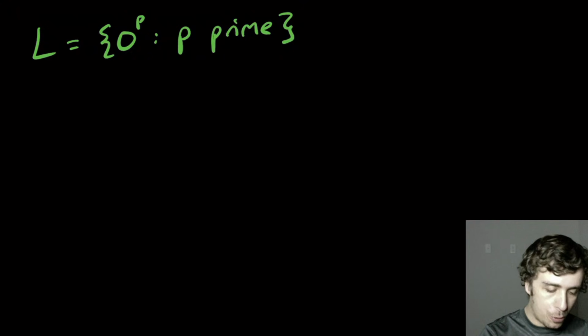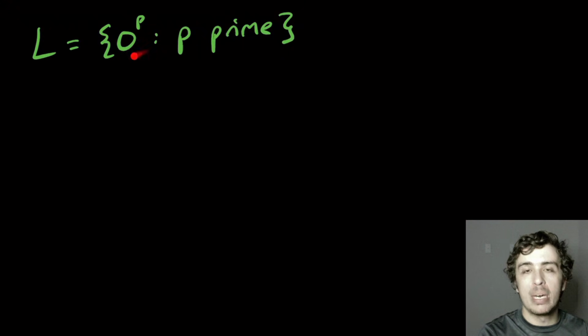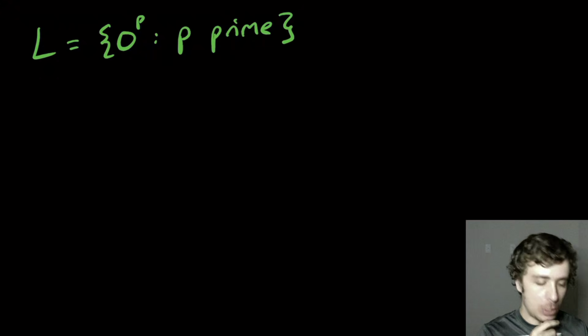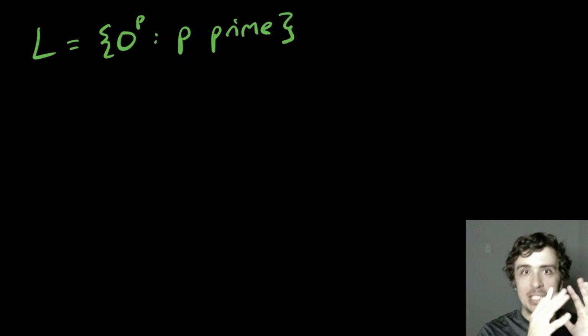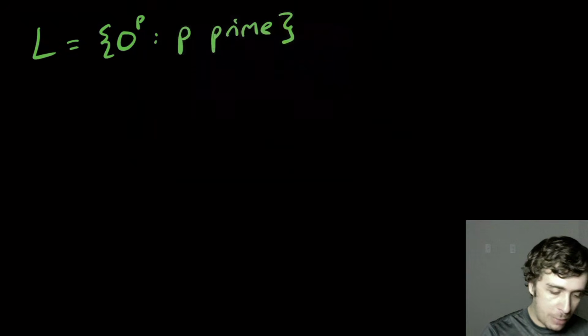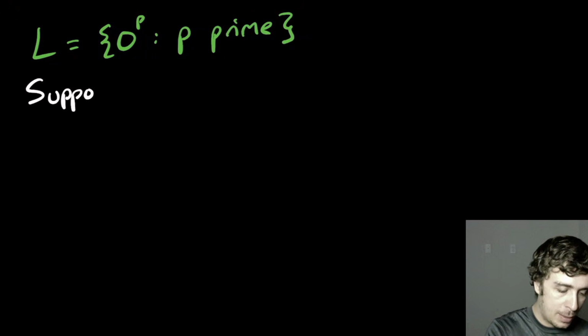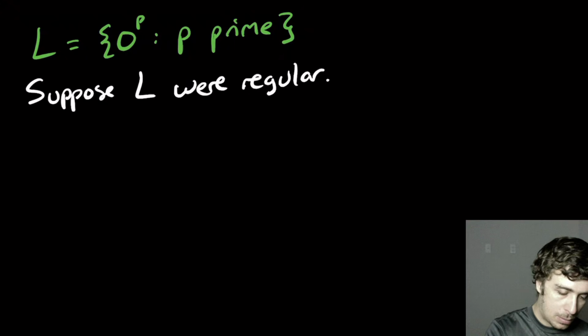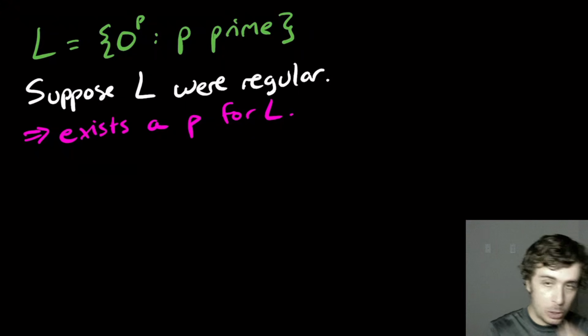Okay, so I want to prove that the language of all strings of zeros which are of prime length is not a regular language. This is actually one of the more complicated pumping lemma proofs in the traditional sense, but we're going to get through it. So we always start off every pumping lemma proof by supposing that L were regular. Then we know that there exists a pumping constant P for L.